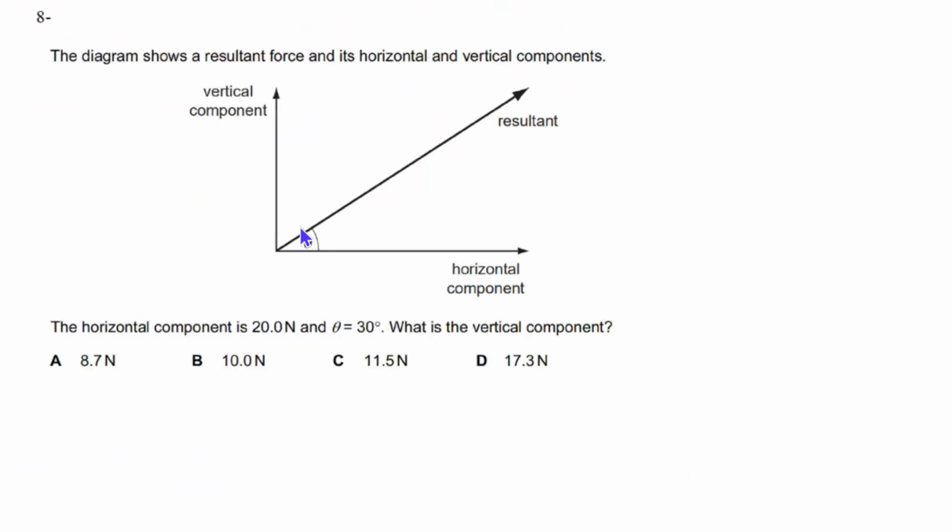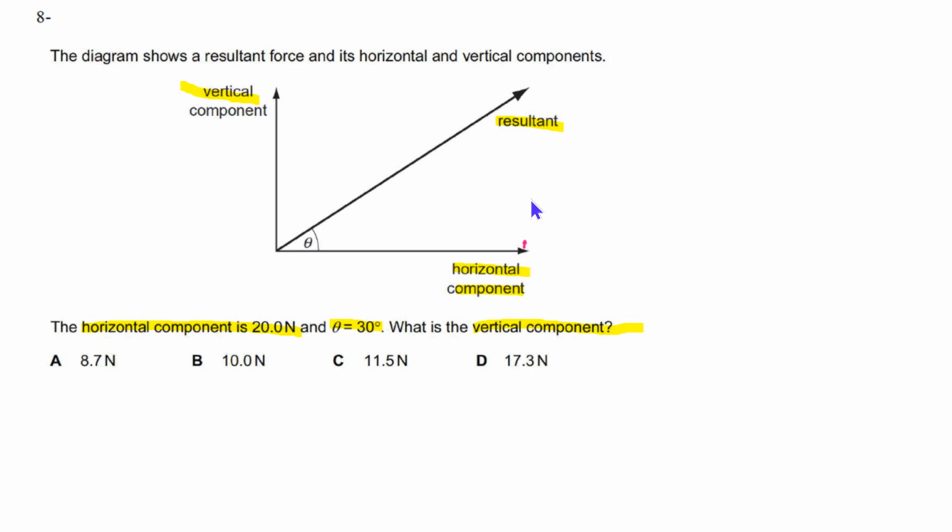Okay, so this is our next question. Let's try to find out what is given to us. First of all, it is given that the horizontal component is equal to 20 newtons and the angle is also given. What we simply need to find out is the vertical component. As you can see, this diagram is also given. The vertical component is on the y-axis and the horizontal component is on the x-axis. So let's try to answer this one now.